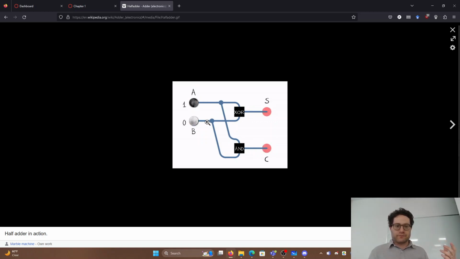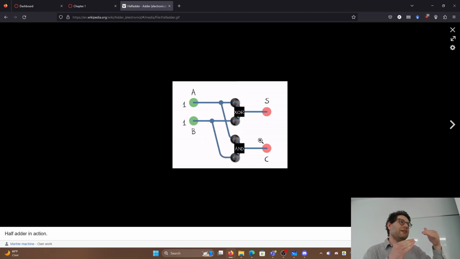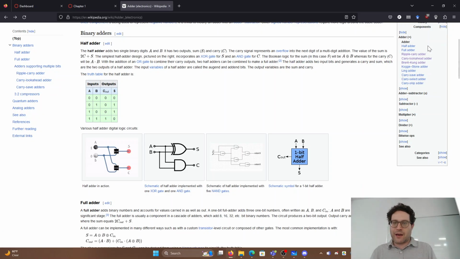And then with the carry, you only have a carry if you're adding two 1s together to get 2. So that's the half adder.